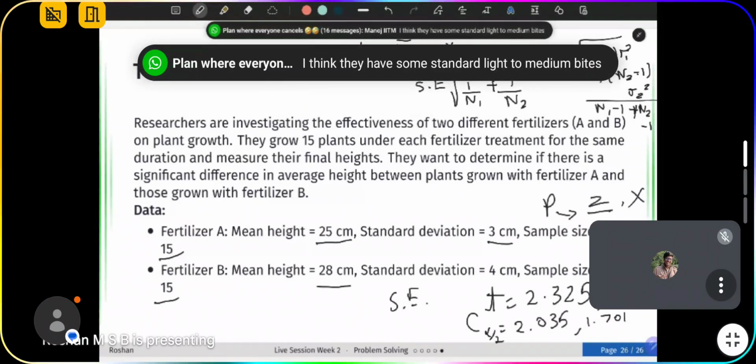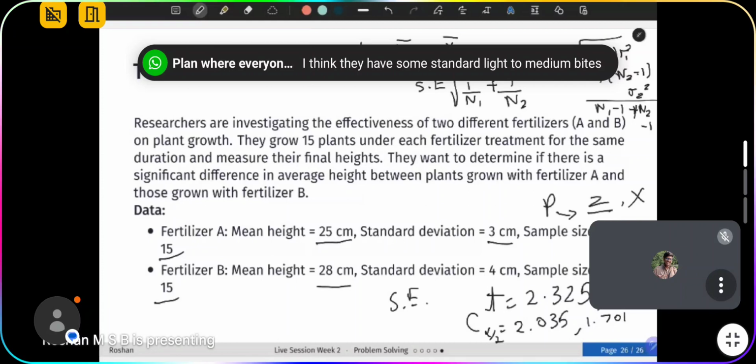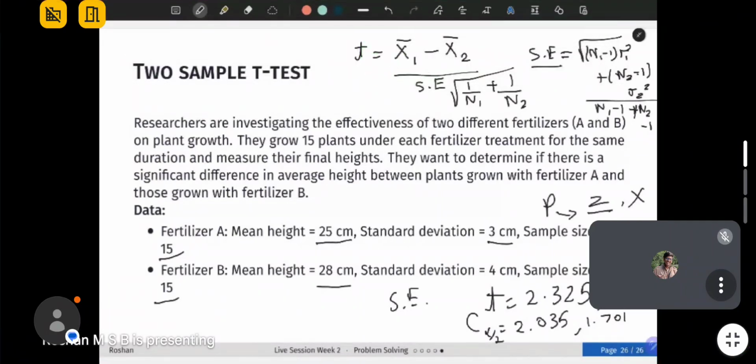Any other questions? I think most of the questions are fine, only the first one and last one we had some problem. Okay, just post these in the discussion forum.